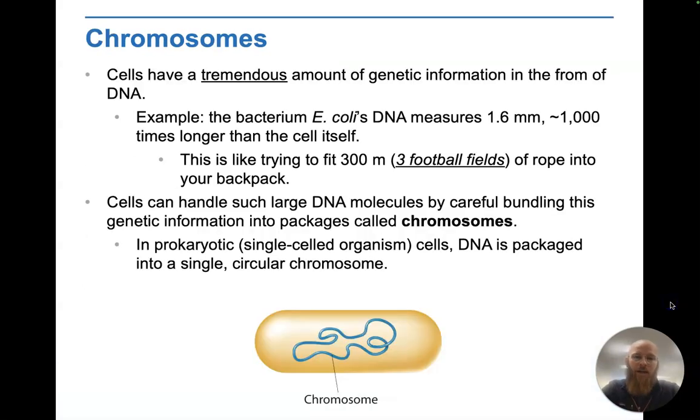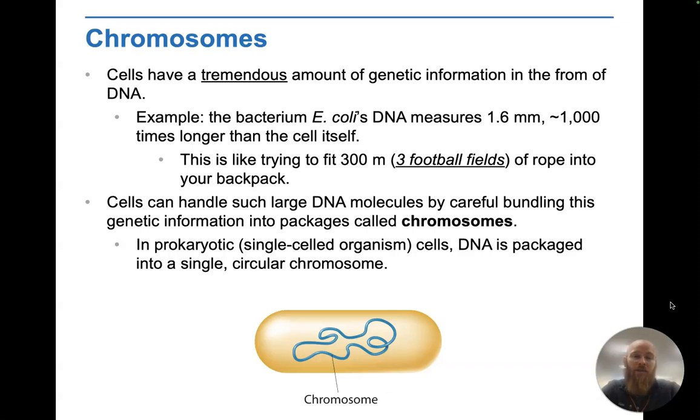So the first thing to point out whenever we're discussing why chromosomes are so important to us is that cells have a tremendous amount of genetic information in the form of DNA. Now, DNA represents all of the information, the blueprint for how the cell makes literally all of the proteins that are required in order to build cell organelles and all of the different molecules required for the cell to function. Now, this is a tremendous amount of info.